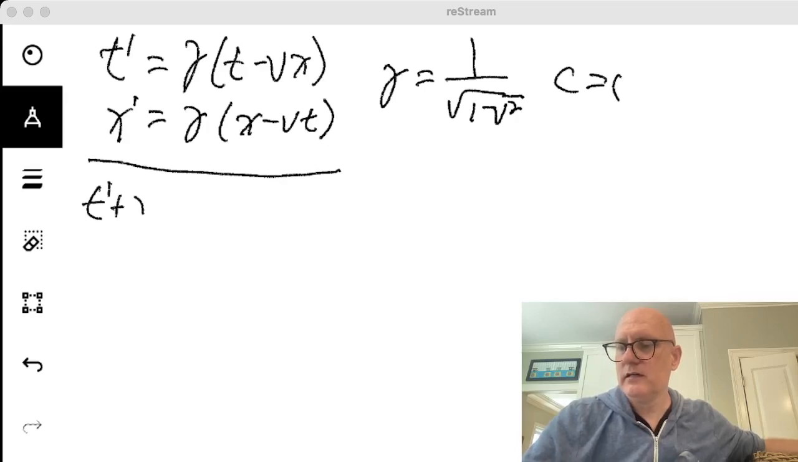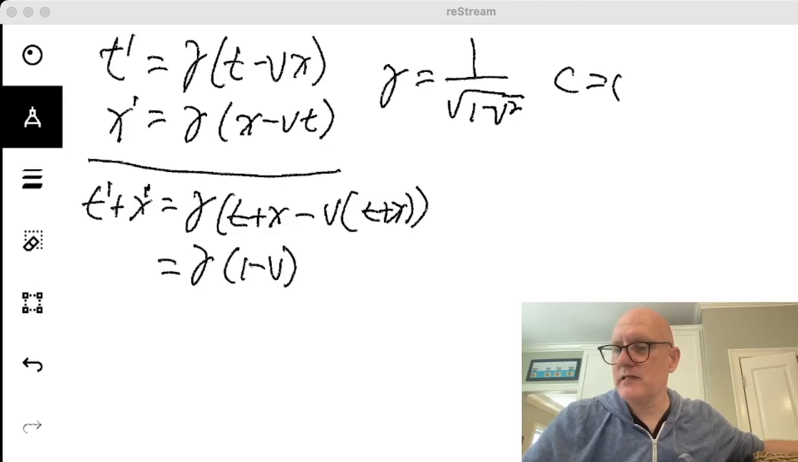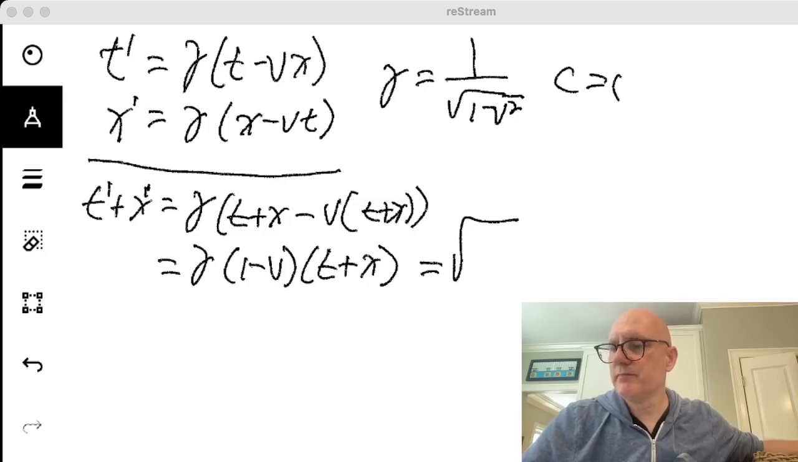prime is gamma, factors out, and then you get the t plus the x and the minus vt minus the vx. So this is basically t plus x minus v times t plus x. And hey, that simplifies down to gamma of 1 minus v times t plus x. And then you can write this as square root of 1 minus v over 1 plus v times t plus x.